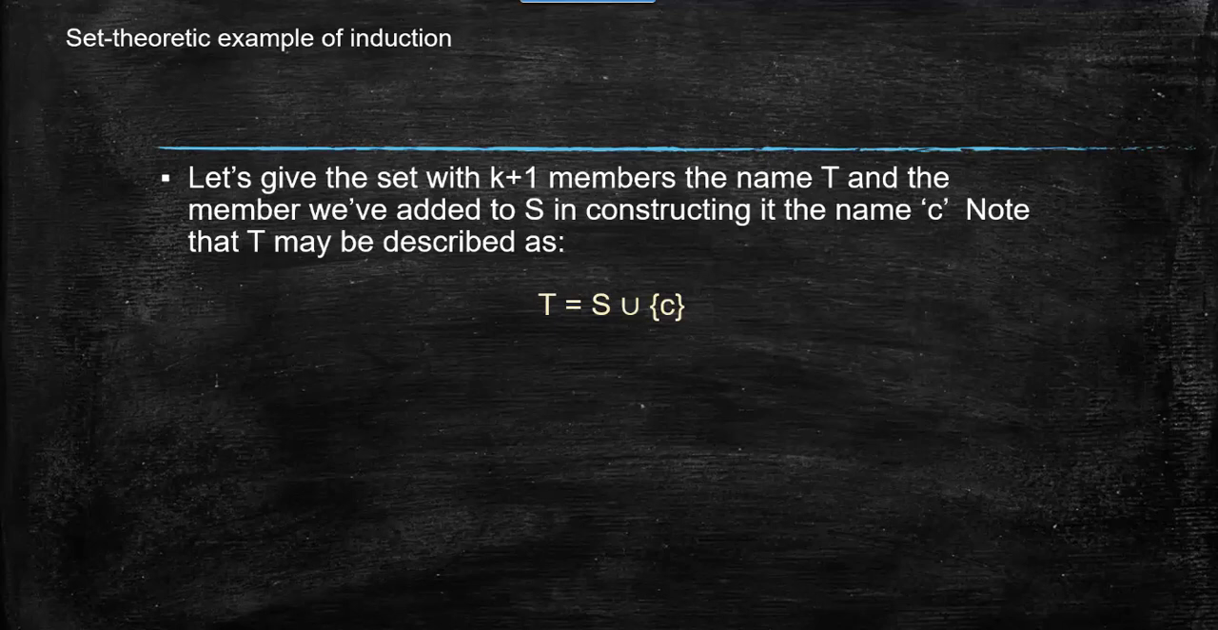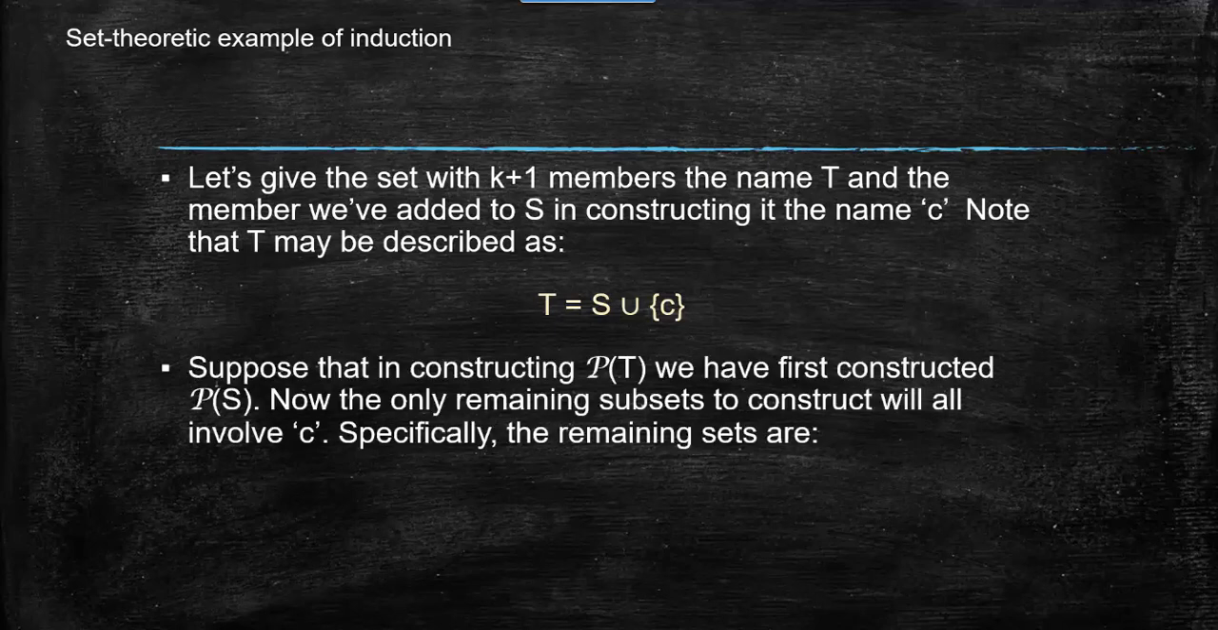Now, these are obviously true when we say them, but it's not at all obvious that this is the way that we should frame things. It just so happens that framing these things in this way is what allows us to prove it most straightforwardly. So then suppose that in constructing the power set of T, we have first constructed the power set of S. Now, the only remaining subsets to construct will all involve C.